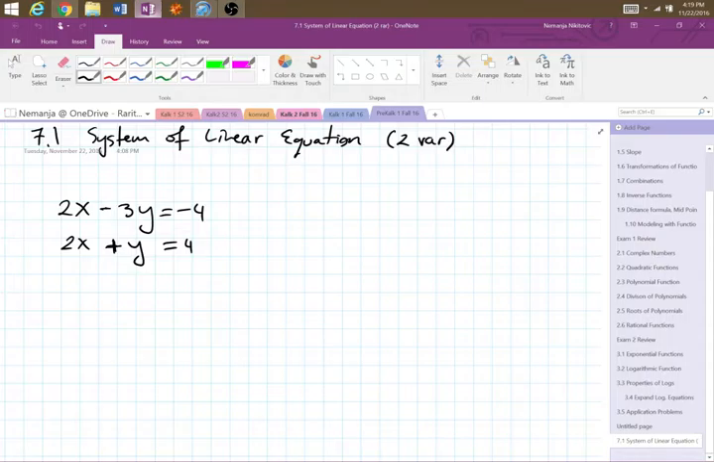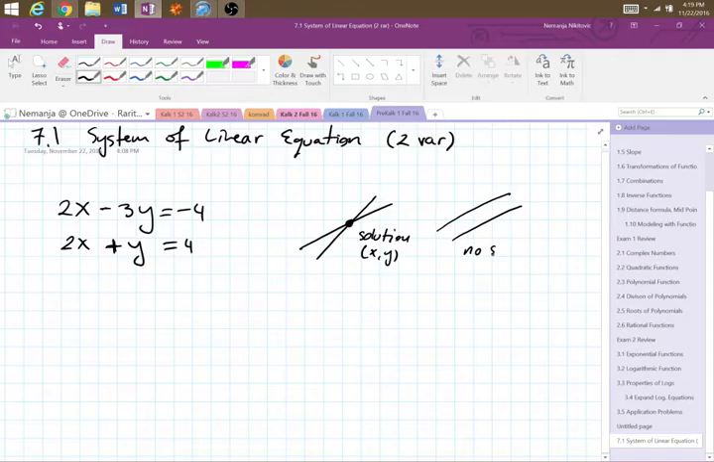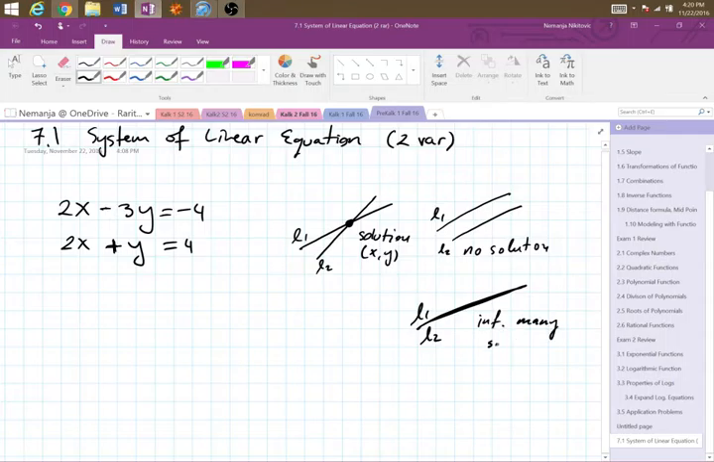So we can have three situations. When the lines intersect at a point, there is a solution, which is x, y. When the lines are parallel, there is no solution. And when there is only one line, so they graph on top of each other, this is line 1 and line 2 at the same time. This is infinitely many solutions. So these are the three possibilities.